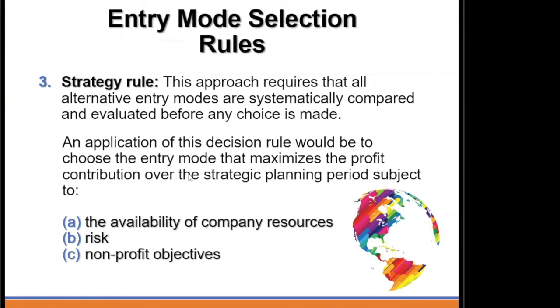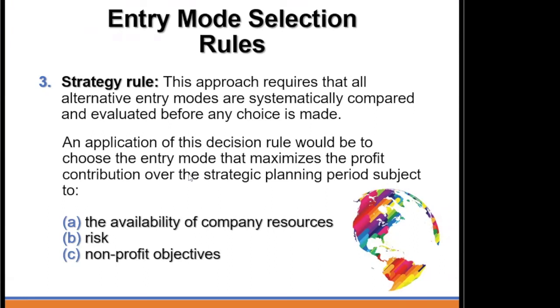So based on that, the strategic rule is the third and final rule we can talk about in terms of how firms apply the various entry modes we have talked about. And with the strategic rule, the firm, like the name says, applies a strategic approach to selecting their choice of entry. So here they will look at all the alternate modes that they can use to possibly enter the market. And then they will systematically compare and evaluate each of them before making a choice.